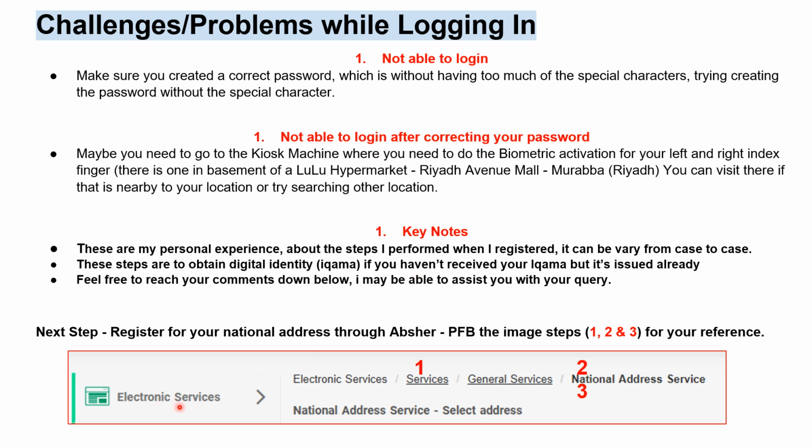Here's the step. Once you log in on Absher, there will be electronic services. You can click on My Services, and then there will be an option for general services. And then you have to click on the national address services, create that, and boom, you're good to go.